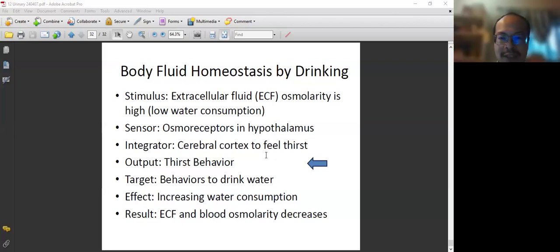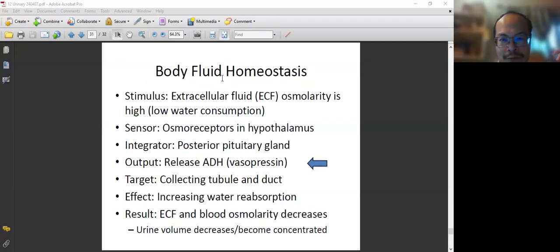And I want to use this example to tell you how our body maintains the homeostasis of body fluid. Our body has a lot of fluid, but how do we maintain that? We have two ways. In order to maintain homeostasis, you need to have a sensor, an integrator, an effector, and a response and result. So let's take a look at the homeostasis loop for the blood fluid.